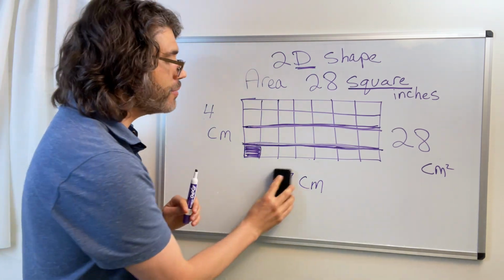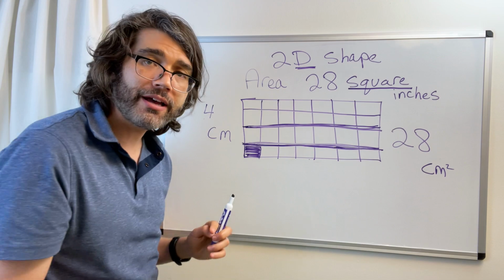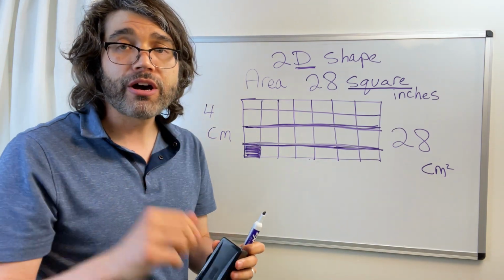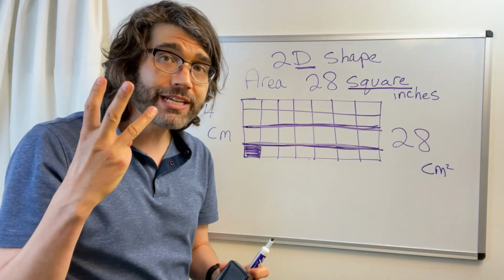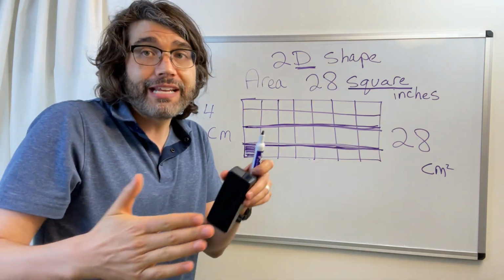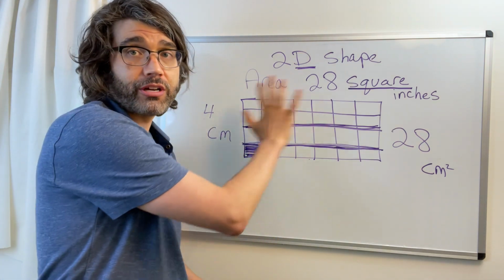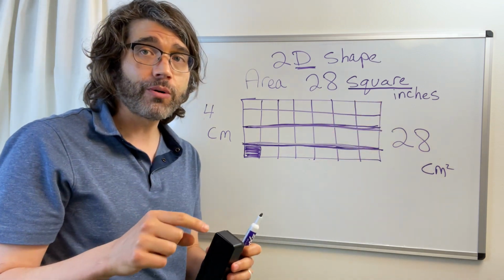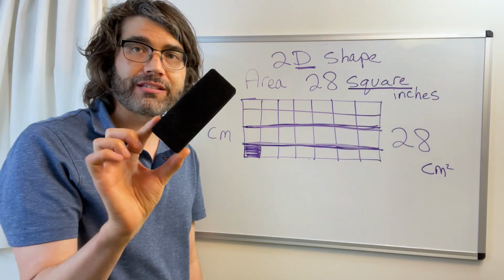Okay, so that's how we come up with the area of a 2D shape. And in the next video, we're going to move on to 3D shapes, which have depth to them as well. Right now, we're just on a flat surface, but we are going to represent in the next video an actual object like this that you can hold.